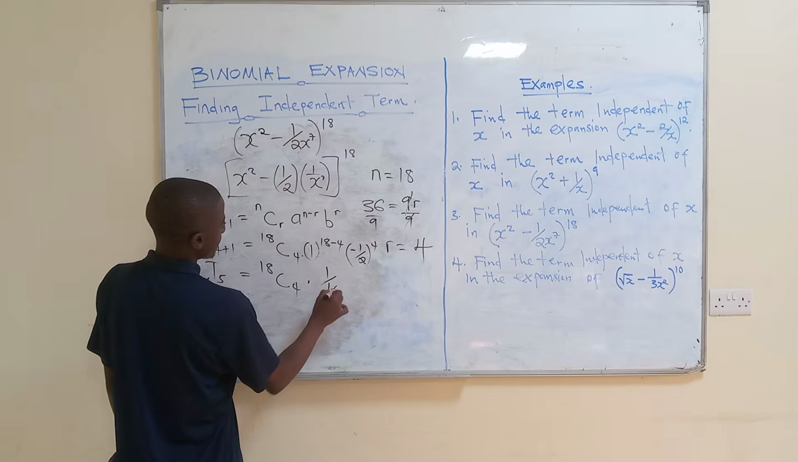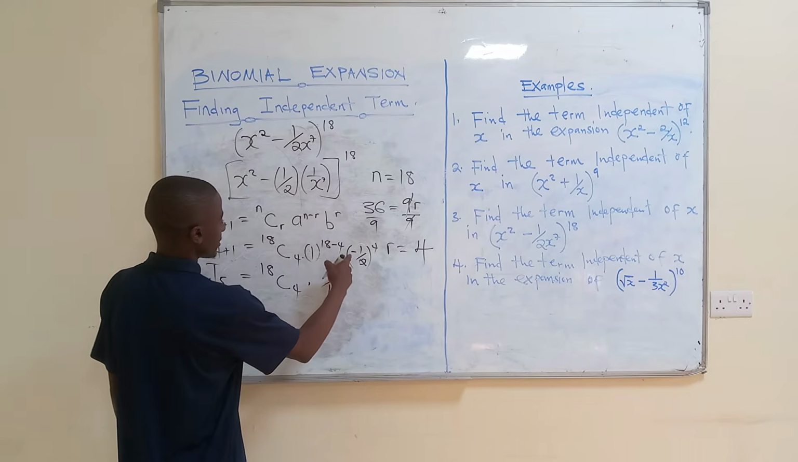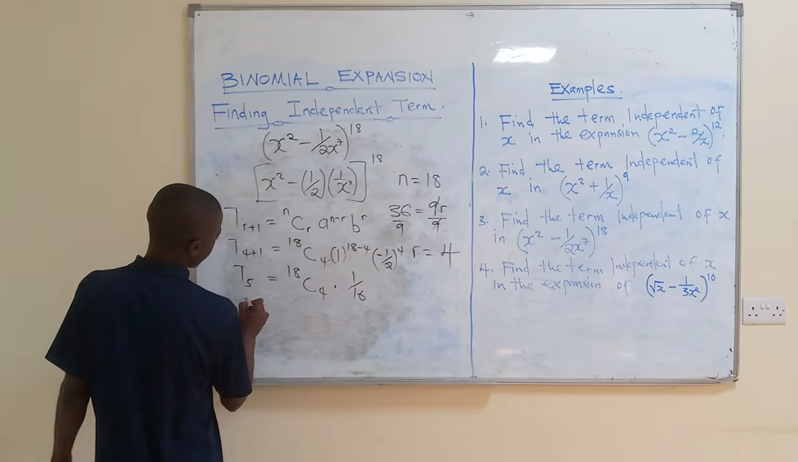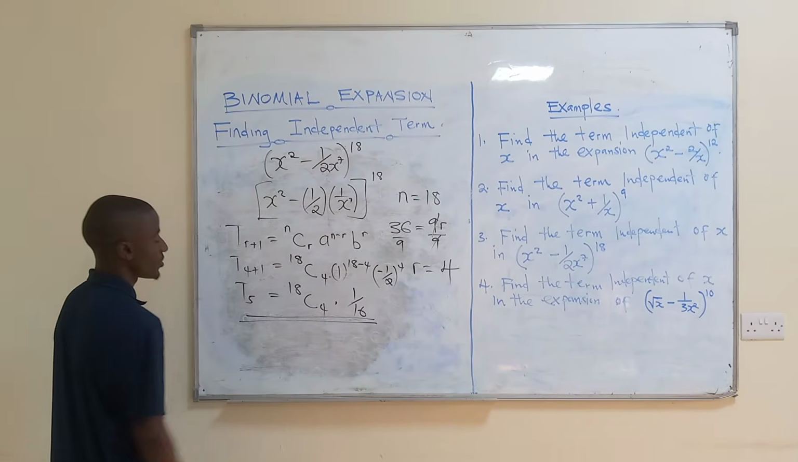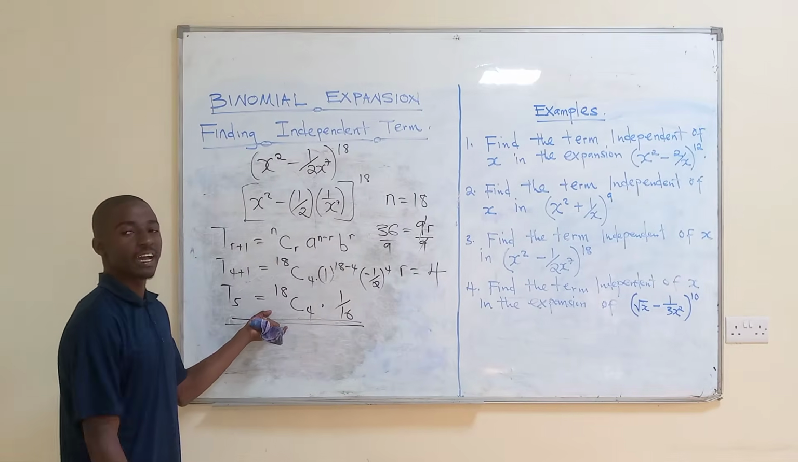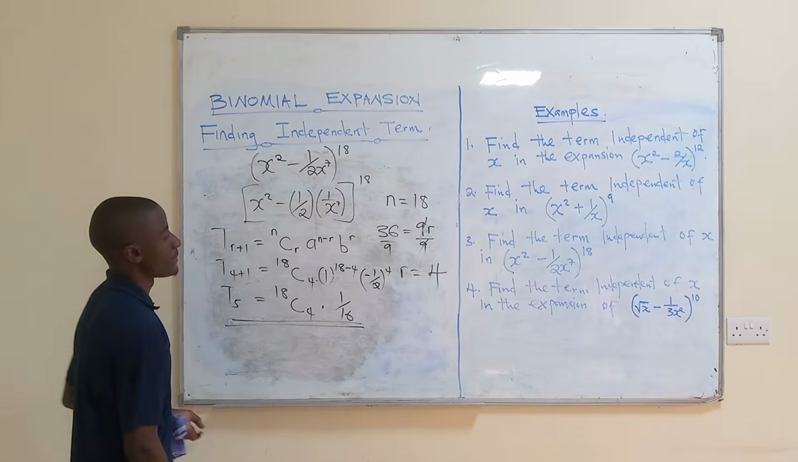1 over 16, because negative 1 to the power 4, that is positive 1. So this is your final answer. If you want, you can leave your answer here, or you can simplify if you are using a calculator.